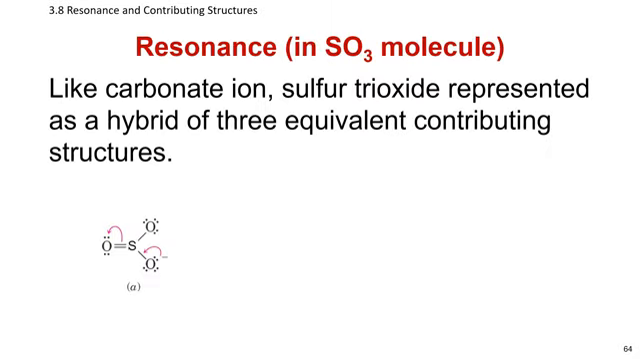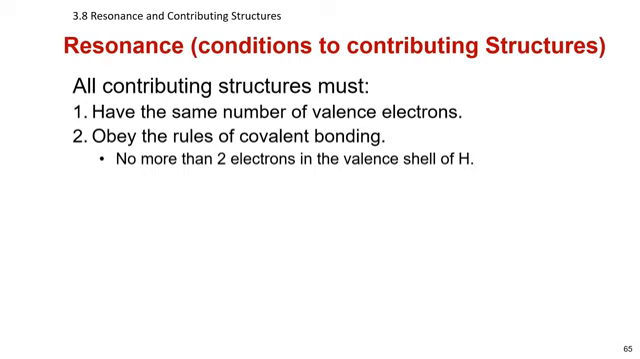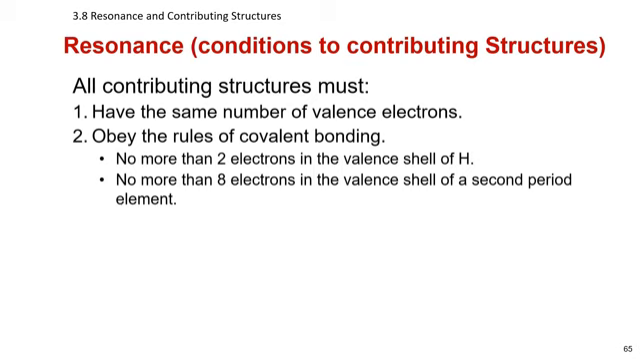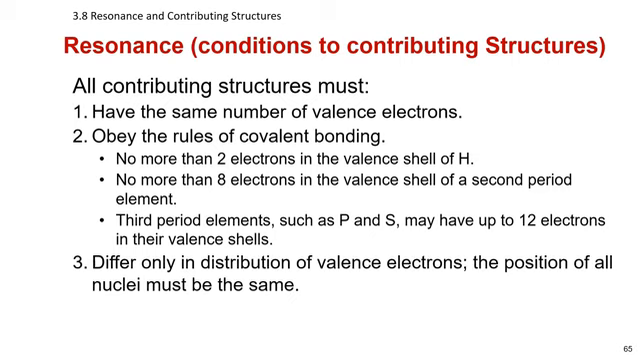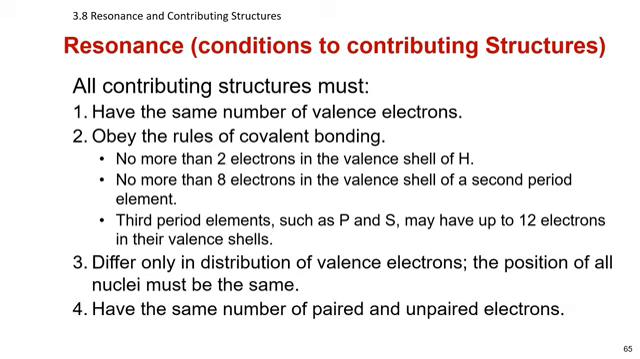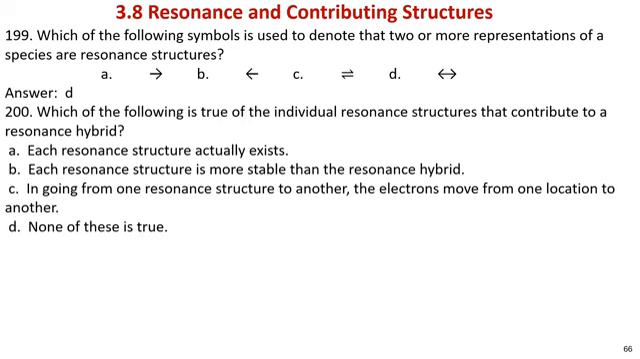Carbonate ion. I want you to remember these rules. The only difference is the distribution of valence electrons. The position of all nuclei must be the same. You don't move the atoms. Same number of valence electrons. The distribution of valence electrons, that's important. Resonance structures are shown by the double arrow. Remember this one.